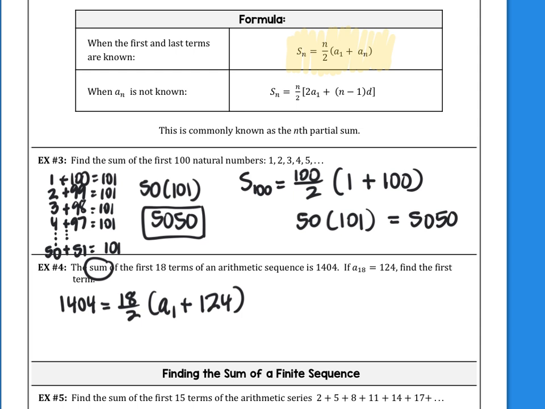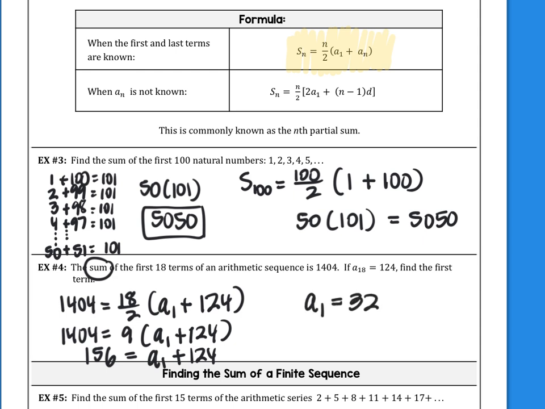But we can do this. This would be 1404 equals 9 times a sub 1 plus 124. All right, divide both sides by 9. We get 156 is equal to the first term plus 124. So if we subtract 124 on both sides, we get the first term is 32, and boom. We're done on that one.